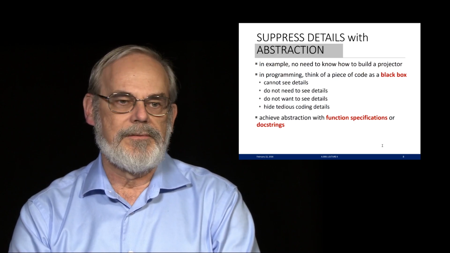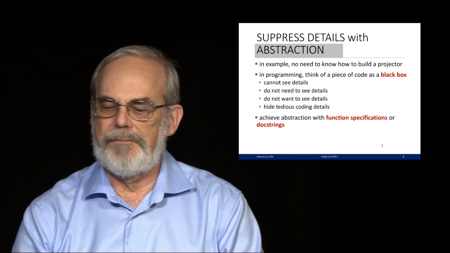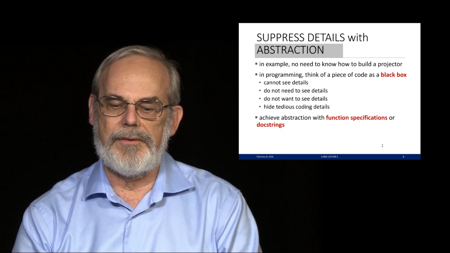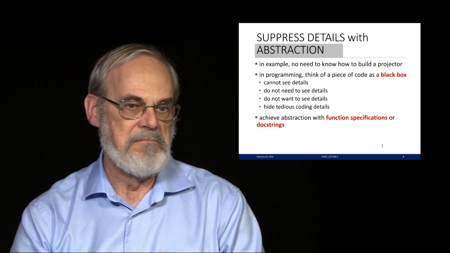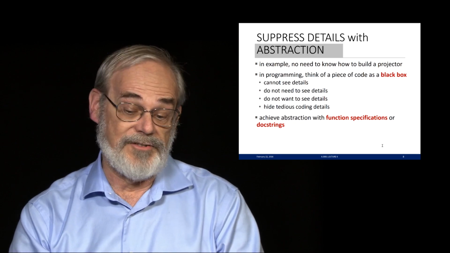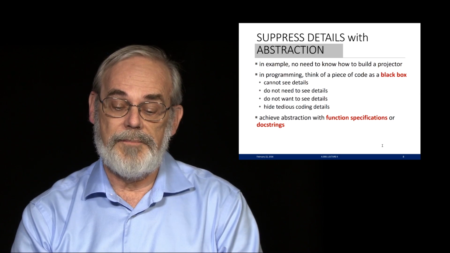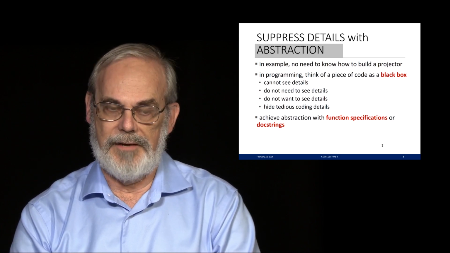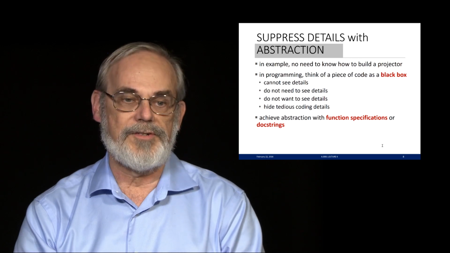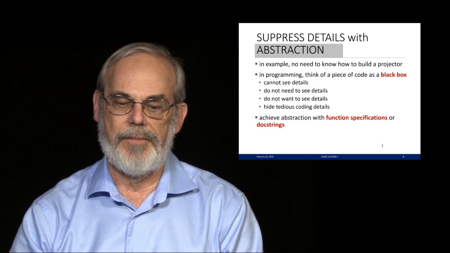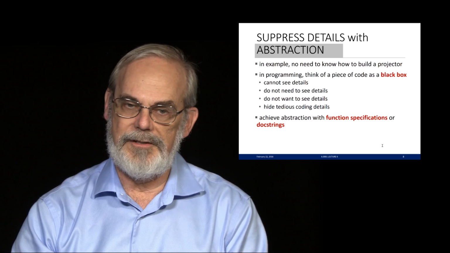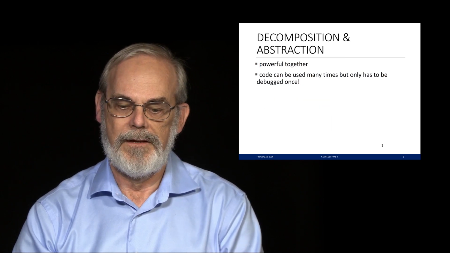We're going to suppress details with abstraction. Again, I said with the projector, I don't need to know what's inside, I just need to know what it does. In programming, we're also going to think of a piece of code as a black box. I don't need to see the details inside once I've written it, or especially if somebody else has written it for me. I, in fact, don't want to see the details inside. What I simply want to know is that it's going to work the way it was advertised. And we're going to achieve abstraction with something called a function specification or a docstring. And in a second, we're going to see examples of both of those. But there's the idea. Abstraction, decomposition. Two powerful ideas that we want to capture inside of computation.